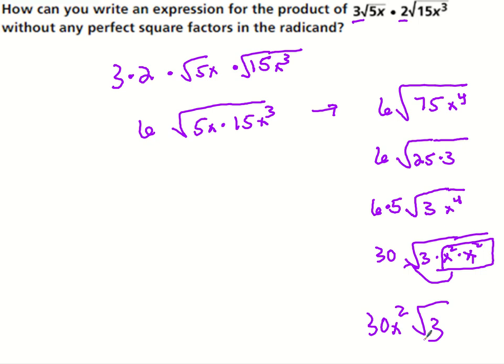Okay, so that's one way to do it, times the square root of 3, I'm sorry. And then I'm done. I can't simplify the square root of 3, so I'm all done. This is one way to do it.